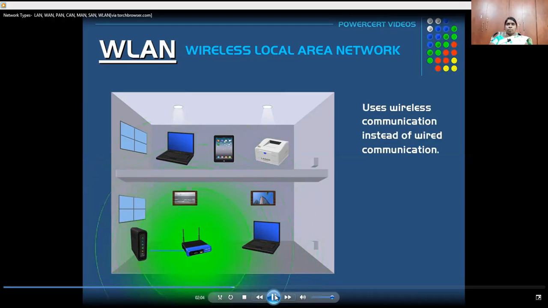A wireless LAN will typically have a Wi-Fi router or a wireless access point for wireless devices such as laptops, tablets, wireless desktops, and smartphones to communicate. So in simple terms, a wireless LAN is a LAN but without using cables.